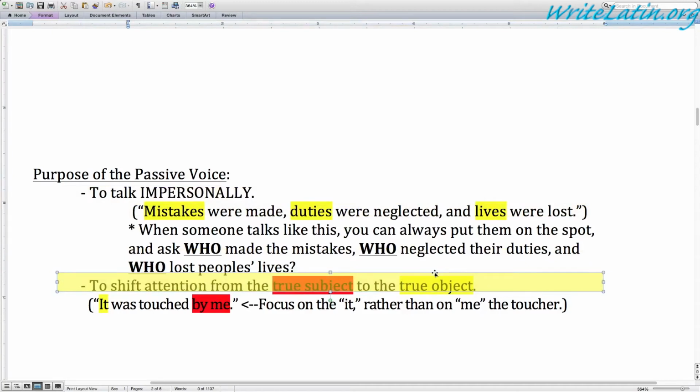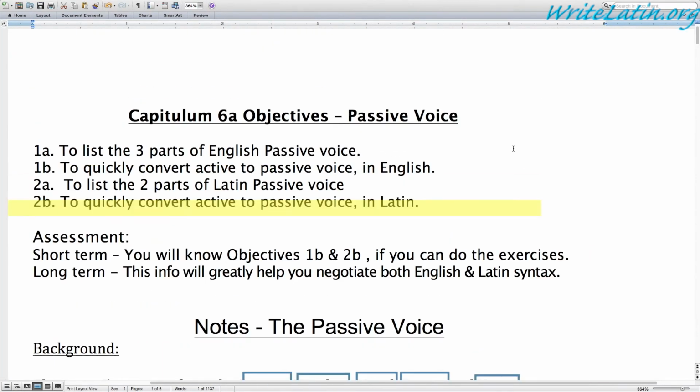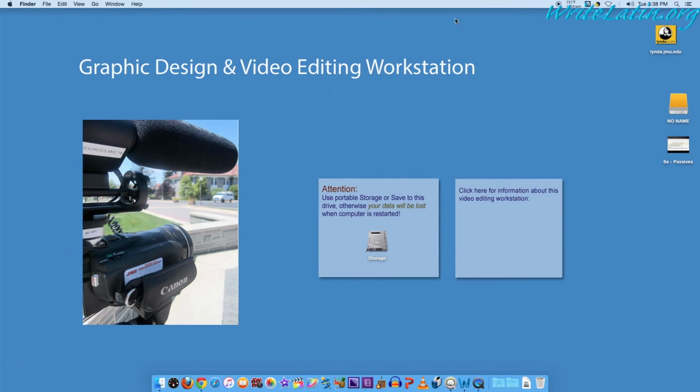And then the other reason that you might want to use passive voice is to shift attention from the true subject to the true object. It was touched by me, where the focus of that is on the it, not on me, the toucher. And that often happens in poetry, where they want to start a sentence kind of backwards. And passive voice is that kind of backward way of speaking, where you start with the object rather than the subject. Well, I hope you feel confident with passive voice and are ready to take on Chapter 6.